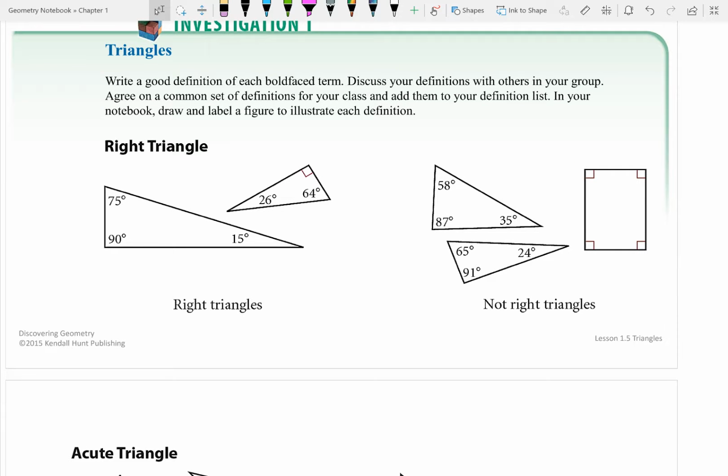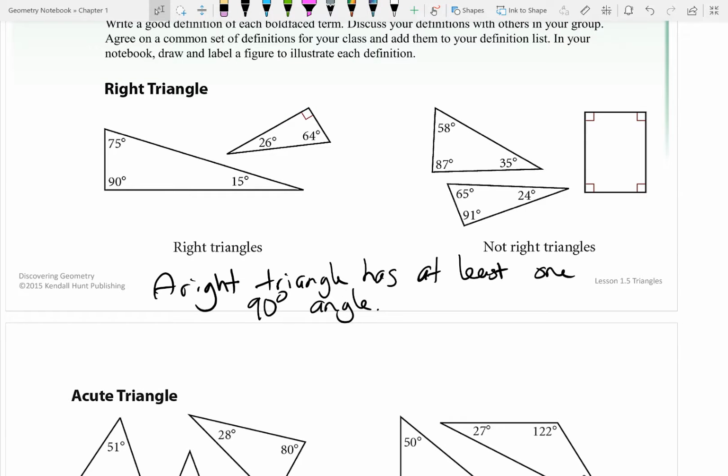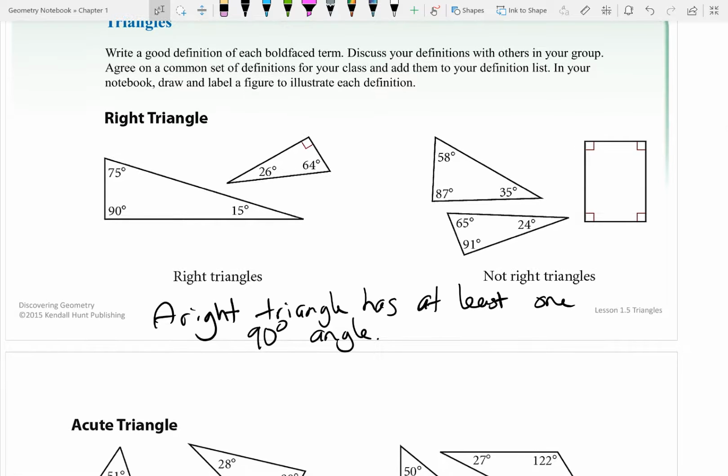Here are right triangles. These are not right triangles. So we could say a right triangle has at least one 90-degree angle. So make sure to, in your notebook, draw and label the figure to illustrate each definition.